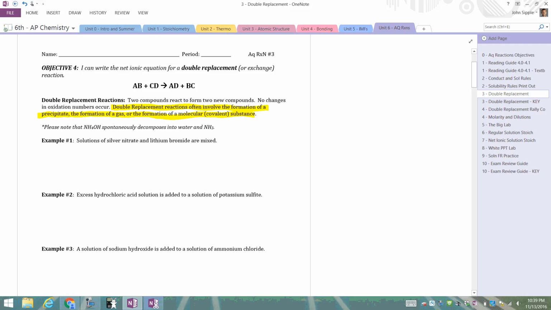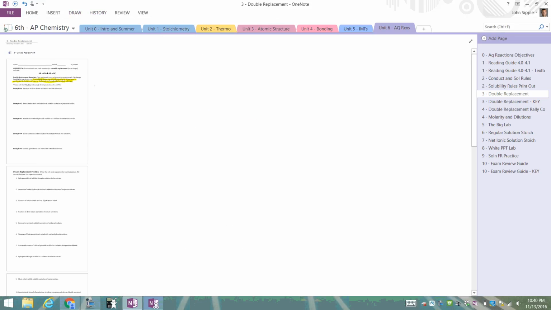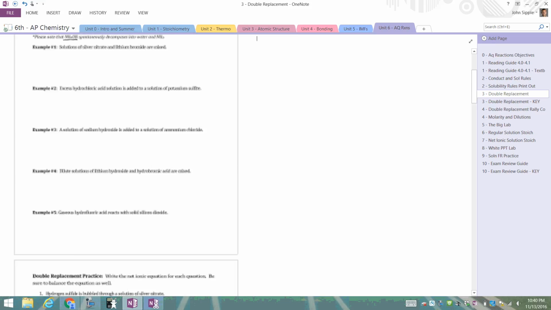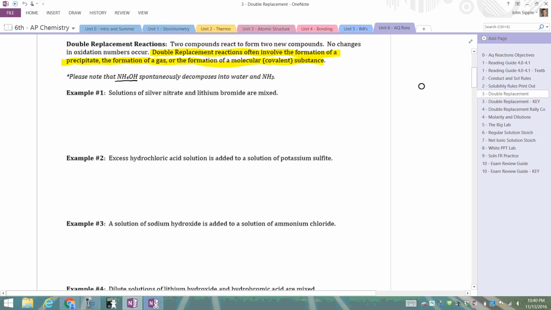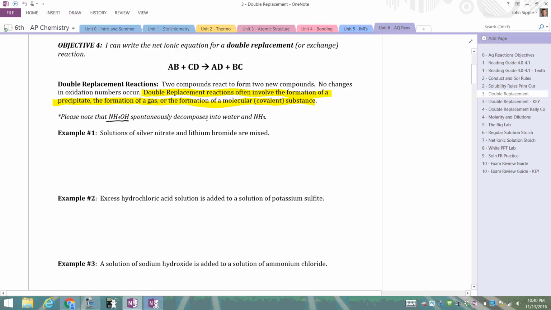So a couple things to make note of. If one of your products is NH4OH, it decomposes into H2O and water. I'm sorry. Why does it do this from time to time? So it's going to decompose into water and ammonia.